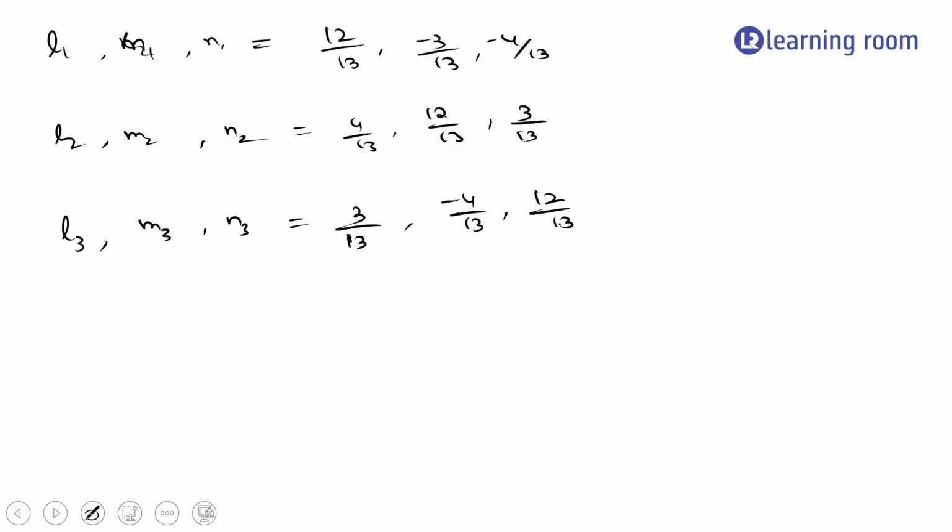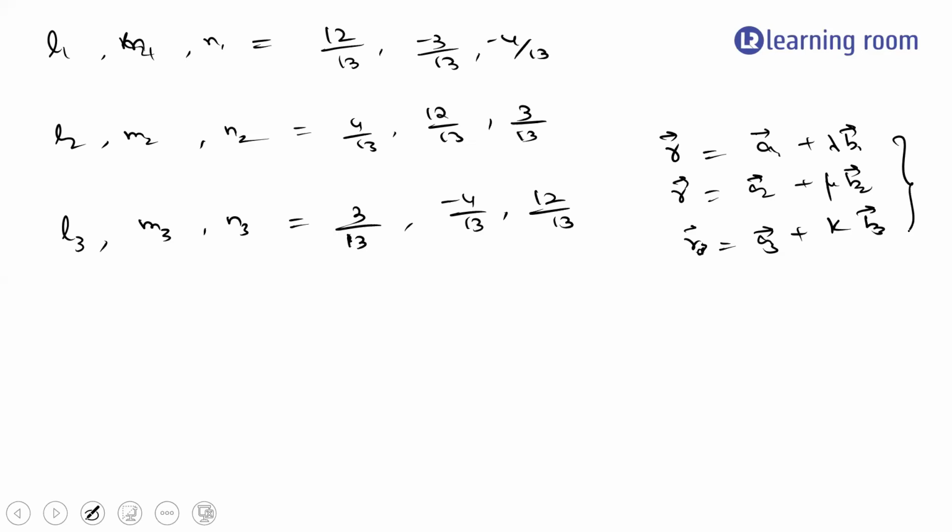See, for example, if the three given lines are like R vector is equal to A1 vector plus lambda times B1 vector, R vector is equal to A2 vector plus some multiple of B2 vector, and R vector is equal to A3 vector plus some K times B3 vector. Then when will you say B1, B2, B3 are perpendicular to each other? When B1 dot B2 comes out to be 0, and B2 dot B3 should also come out to be 0, and B1 dot B3 should also come out to be 0.